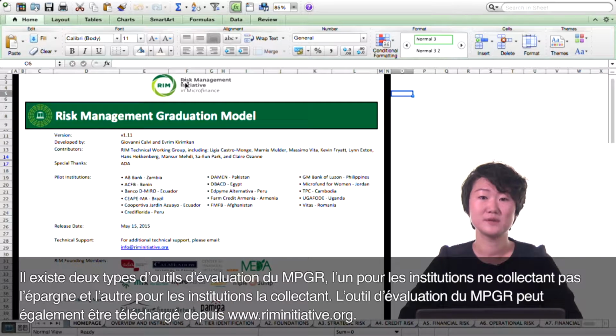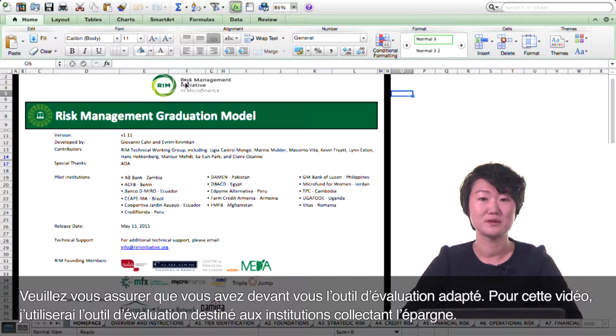There are two types of RMGM assessment tools, one for non-deposit-taking institutions and another for deposit-taking institutions. The RMGM assessment tool is also available for download at www.rminitiative.org. Please make sure you have the appropriate assessment tool in front of you. For this video, I have pulled up the assessment tool for the deposit-taking institutions.